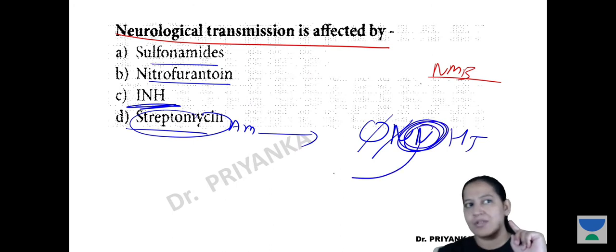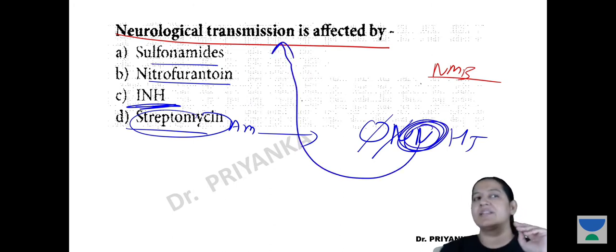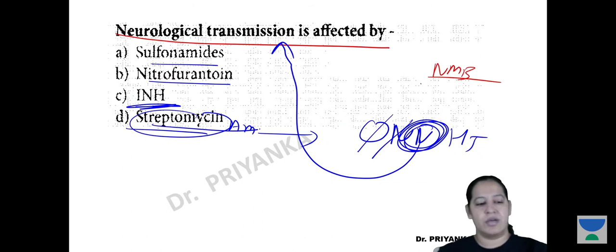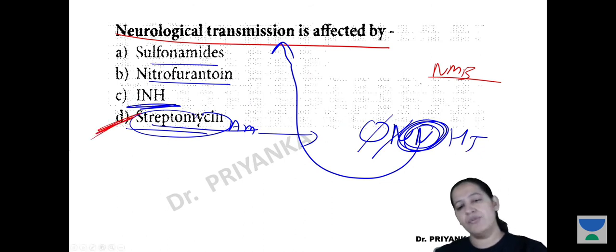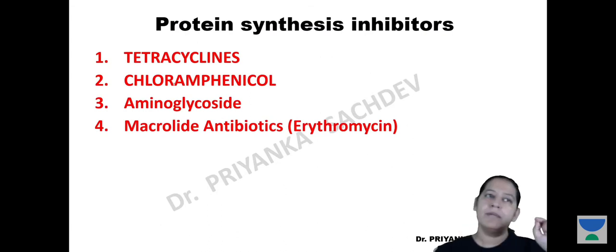It is neuromuscular transmission को भी affect करता है. So answer is streptomycin. So the correct answer here is D. So if you know the mnemonics, now questions will be really very easy for you. I'm done with the third chapter also. Till now we have covered 3 chapters.